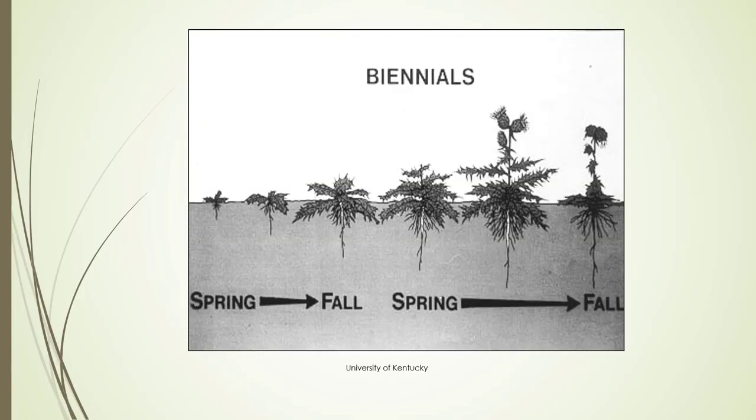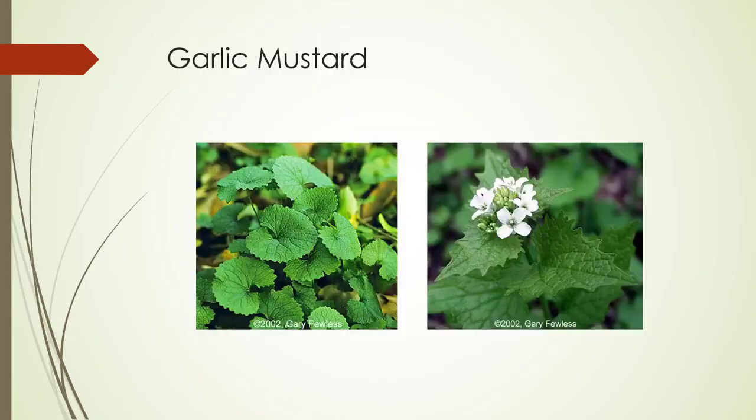Biennials will have a rosette in the spring. They'll stay in a rosette form into the fall, kind of hang out, and then in spring of the following year it will start to flower and then go to seed. Sometimes it's a third year. Biennials aren't perfect. Sometimes they are two to three years. But the time to manage this is in the first year before it has a chance to flower. Garlic mustard is an example of this.